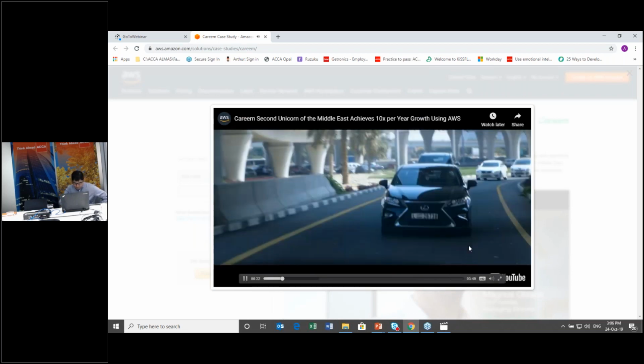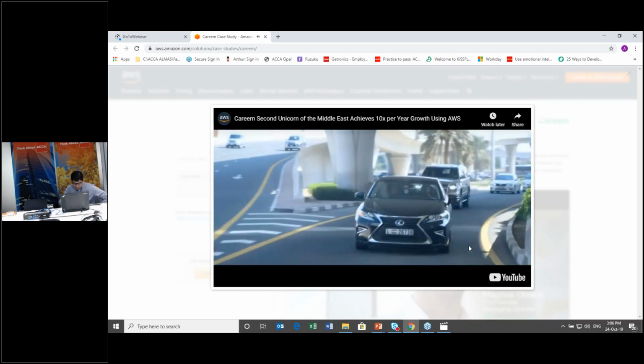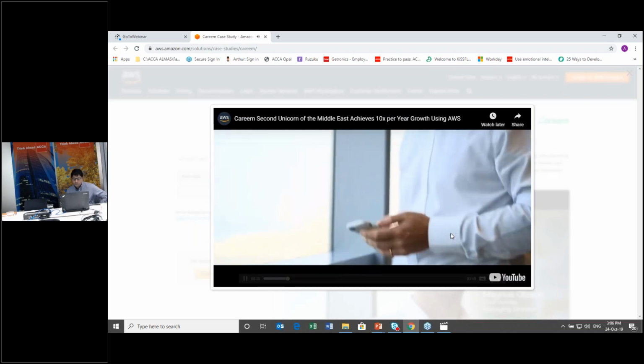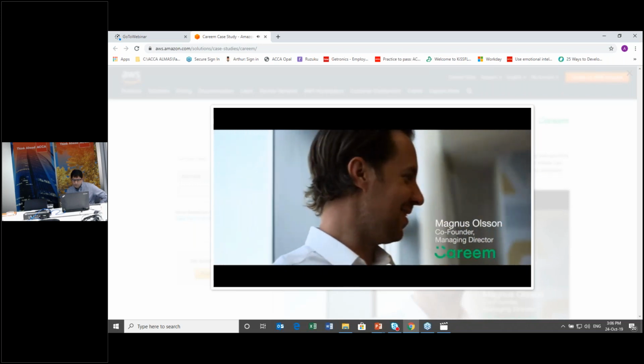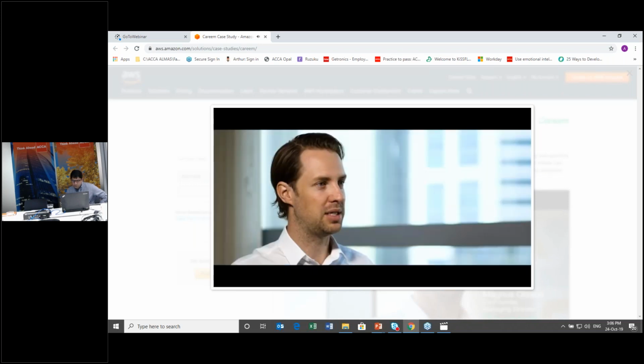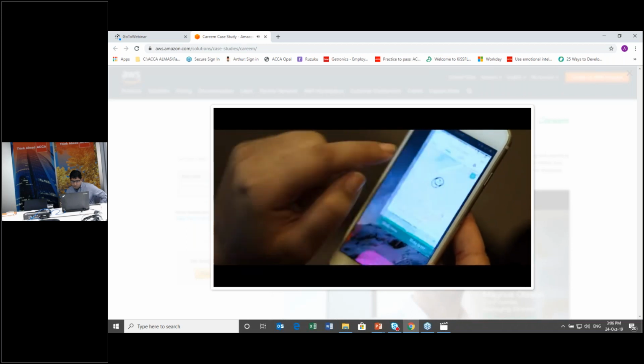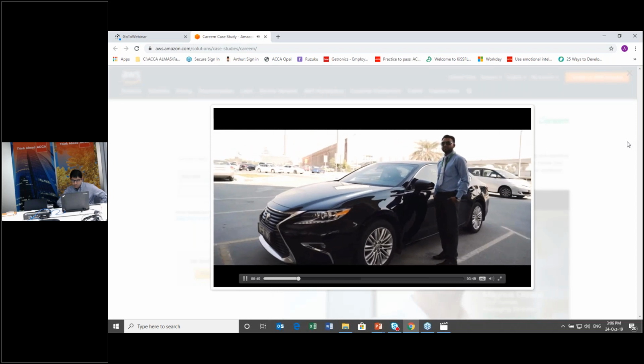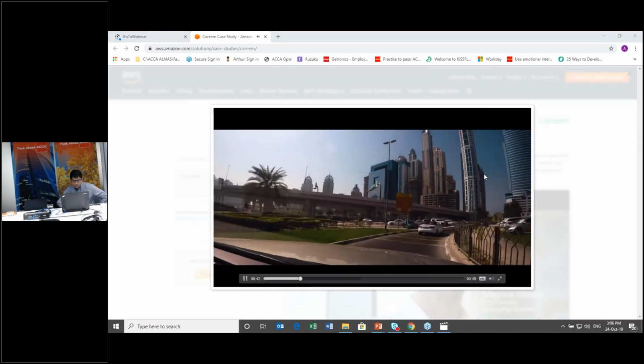Careem is the leading car booking service in the broader Middle East. We are operating in more than 40 cities in 11 countries, from Morocco in the west all the way to Pakistan in the east. Basically, we allow customers to easily book a car using their mobile phone, and a captain will show up in a car and take you wherever you need to go.